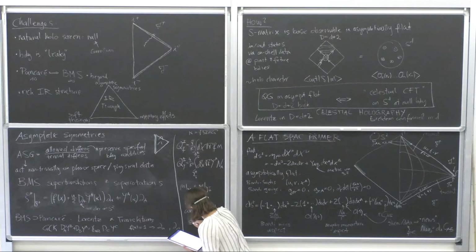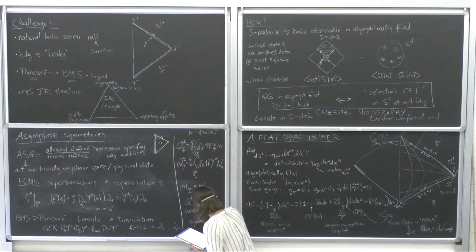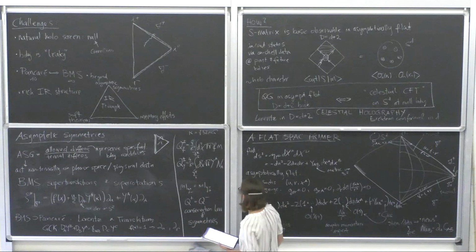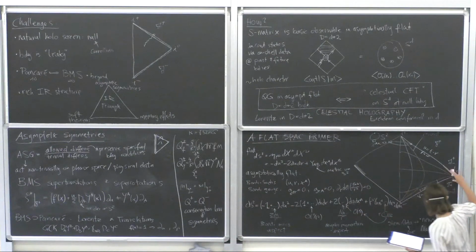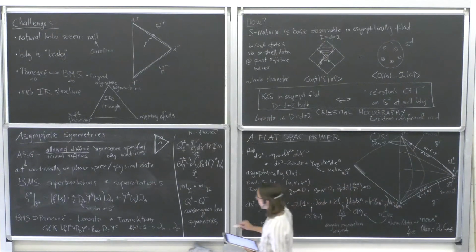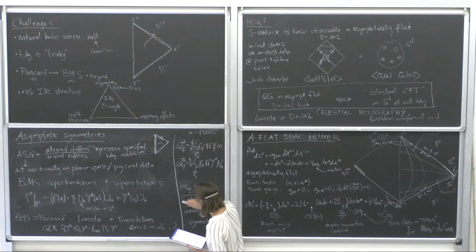Which relates back to the symmetries. So this is what we expect. If we have some symmetry, we expect some conservation law. And if you impose this antipodal matching condition between the past of the future boundary and the future of the past boundary, then you get a conservation equation.